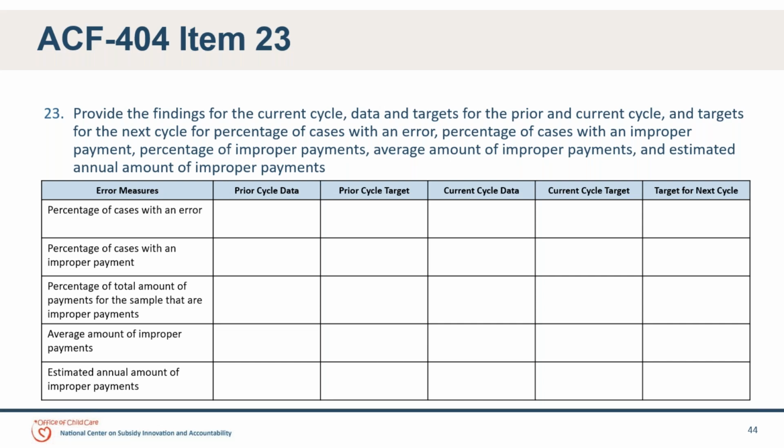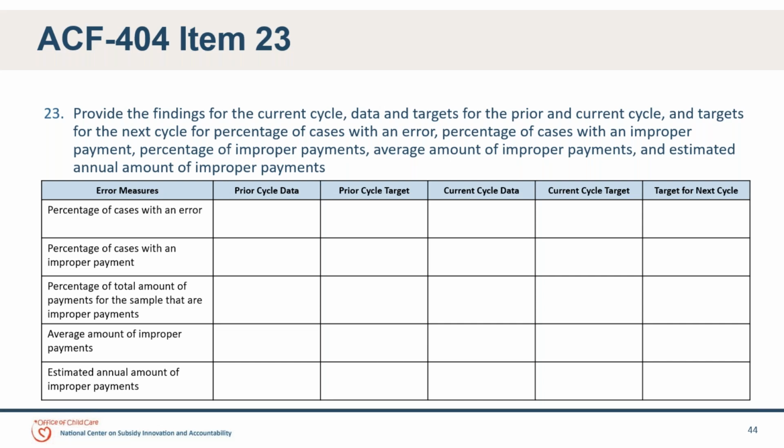The error measures reported here, you can see, are percentages of cases with an error, percentages of cases with an improper payment, percentage of total amount of payment for the sample that are improper payments, the average amount of improper payments, and an estimated annual amount of improper payments.